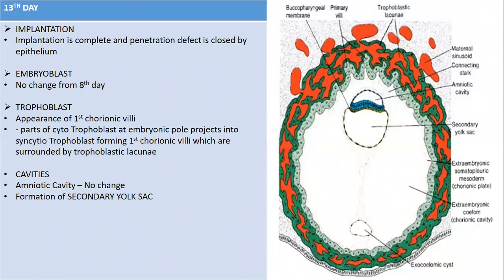On the 13th day of implantation, the penetration defect, as we saw at the end of the 12th day, is completely closed. There are no changes in the epiblast. In the trophoblast, the first chorionic villi start to appear, which are part of the cytotrophoblast at the embryonic pole. The first chorionic villi are surrounded by the trophoblastic lacunae.